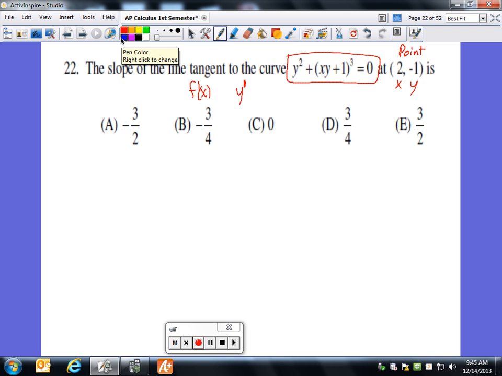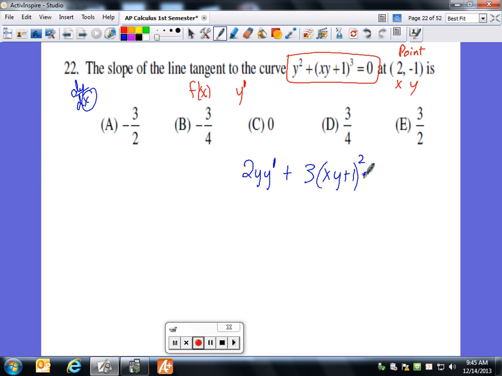I'm going to have 2y, y prime. The reason why it's y prime is because we are in respect to x. It didn't mention it anywhere, but the default is when we're taking derivatives, we're always in respect to x. So it's 2y, y prime, and it's going to be chain rule here, plus 3 times the stuff to the subtract 1 power, so it's going to be to the second power, multiplied by the derivative of the inside, so chain rule.